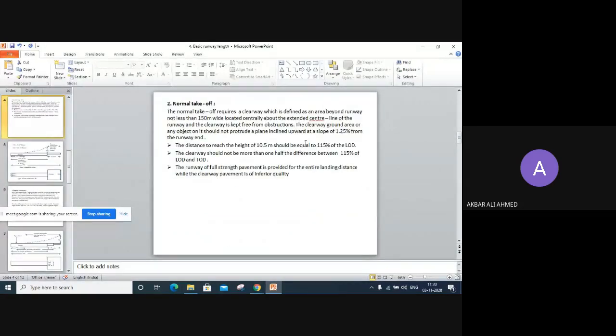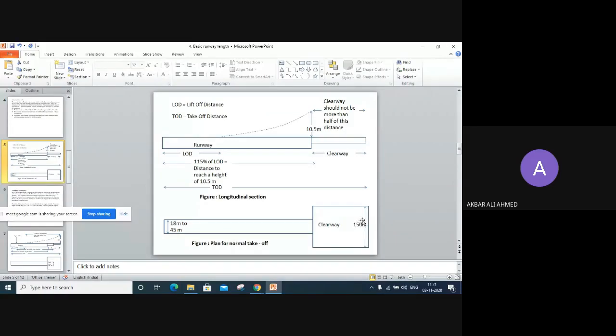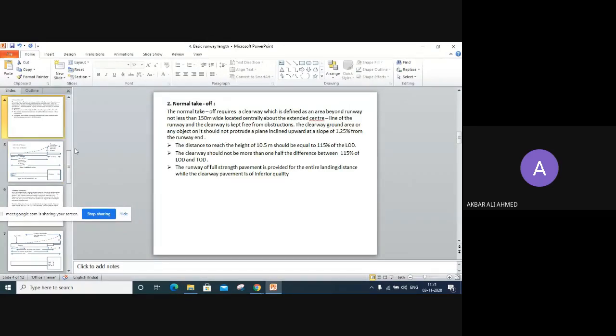Let us see then again. The clear way, the clear area, or any object on it should not protrude a plane inclined upward at a slope of 1.25% from the runway end. So when the airplane is here, it should make sure that the slope of this clear way is not more than 1.25%. Or maybe some object is there, that object also should not make the aeroplane stand at a slope of 1.25%. So that is a clear way. So you should see some aspects regarding this length of the runway when the normal takeoff takes place.